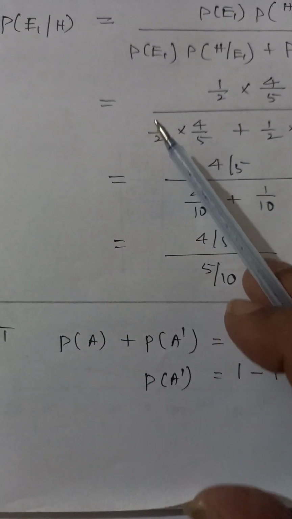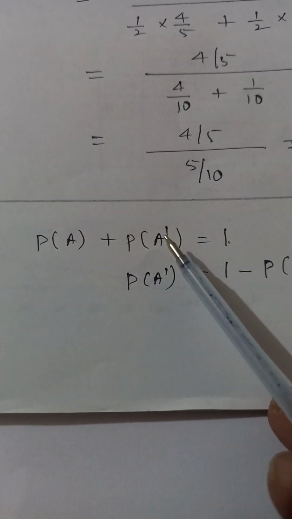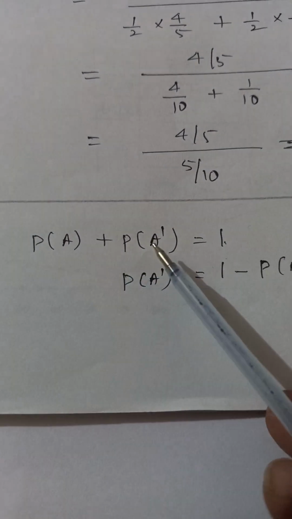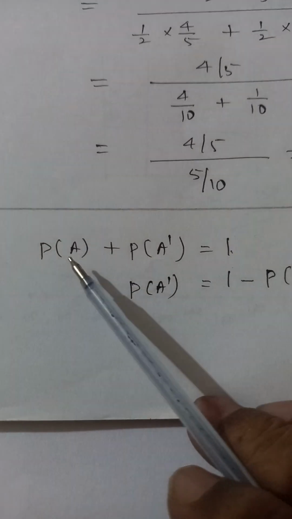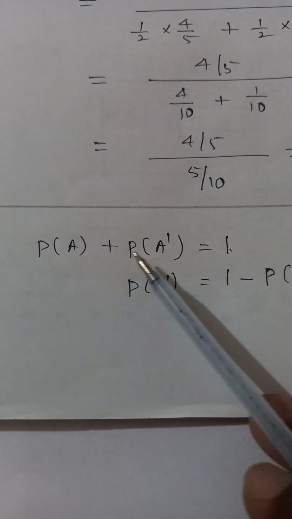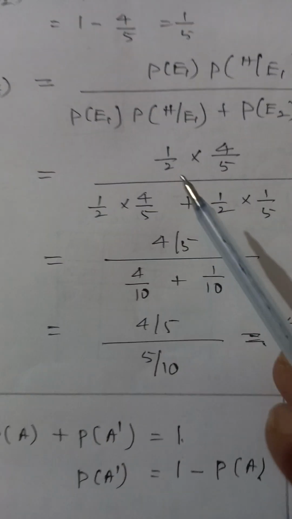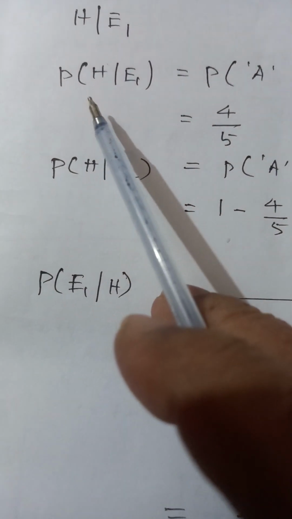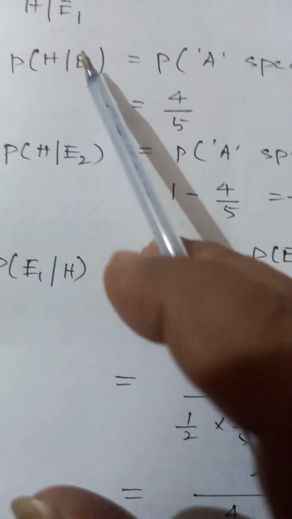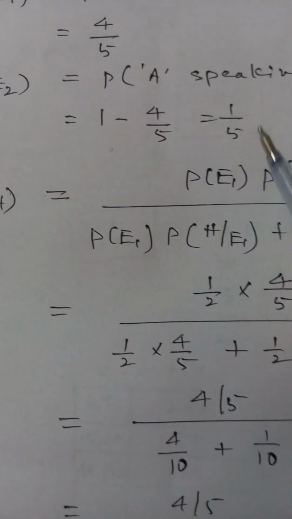How did we do that? Look here, we have a formula here. P(A) plus P(A dash), where A dash is not A. Probability of A plus probability of not A is 1. This is the formula. Using this formula, we have arrived at this answer. So, probability H bar E1 is 4 by 5. Probability H bar E2 is 1 by 5.